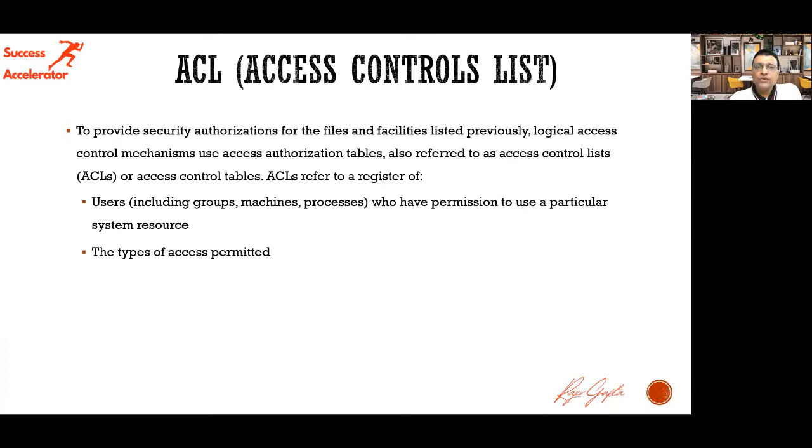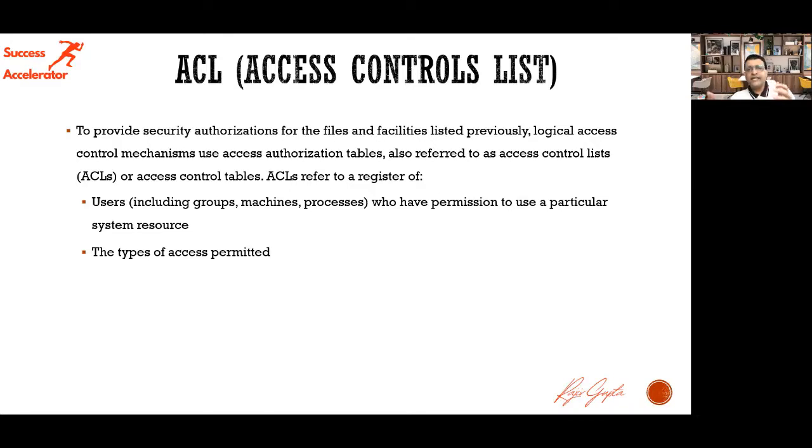So why do we need access control list and what exactly does it mean? In the last video, we talked about identification, then authentication, and then authorization. Authorization means once you have logged into a particular system, the system checks what all you are authorized to, what type of access has been provided to you. And from where does the system check that? It checks in ACL, the access control list.